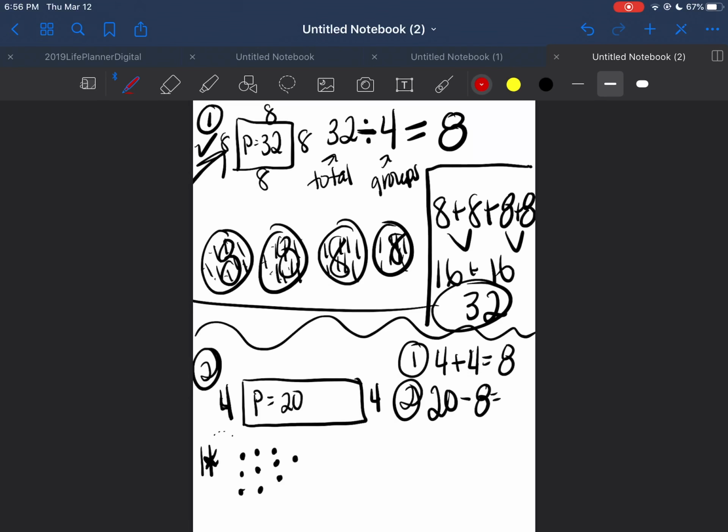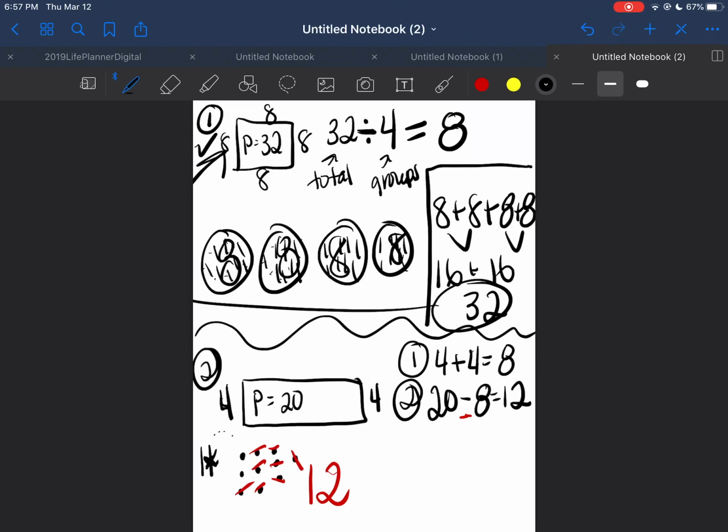Now do I have enough to take away 8? Yes, I do. 1, 2, 3, 4, 5, 6, 7, 8. I have 2 left. How many 10s am I going to take away? 0. So I have 1 left. 20 minus 8 equals 12.